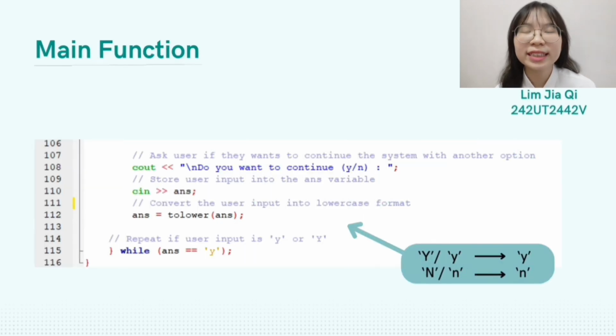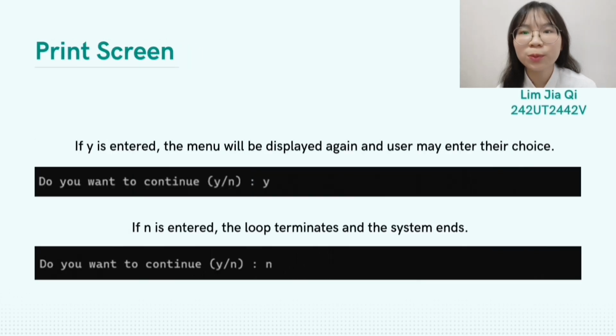After executing the selected operation, the system asks the user whether they want to continue. By using ans equals tolower ans, the user's input of uppercase or lowercase letter y or n is converted to lowercase format to handle case insensitivity. If the user enters y, the loop starts again and the menu will be displayed for users to enter their choice. If the user enters n, the loop terminates and the system ends.